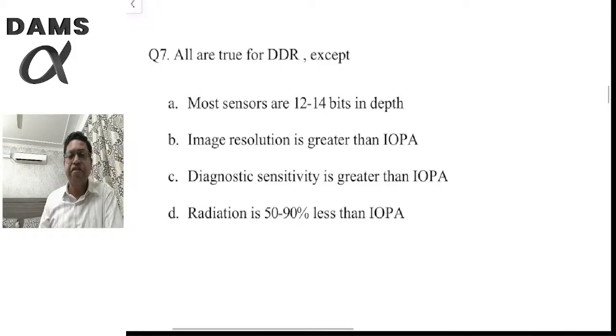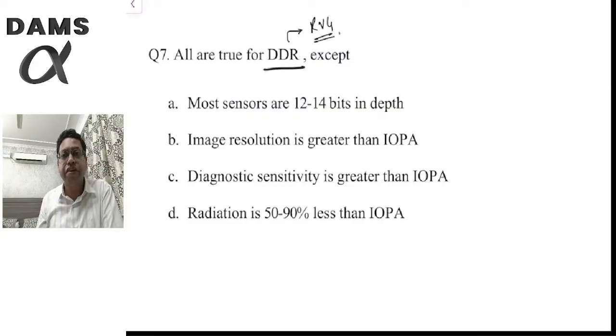Coming over to question number 7. All are true for DDR except. DDR is direct digital radiography, or another name is radiovisiography, RVG. We know that in the clinical setting, RVG is one of the most frequently used intraoral radiographic techniques. So the question is asking, all are true except what is incorrect about RVG.